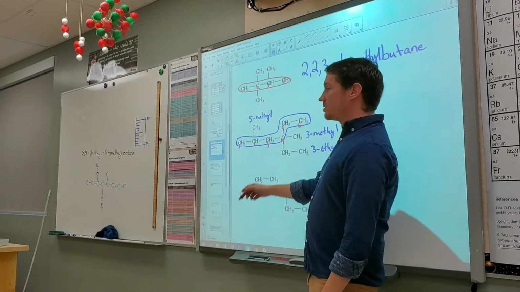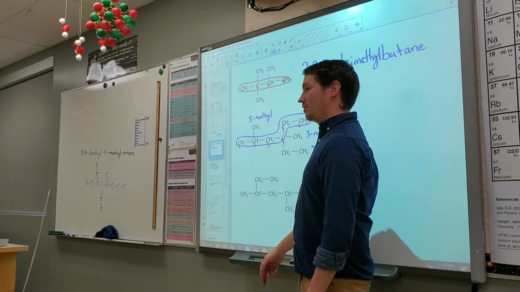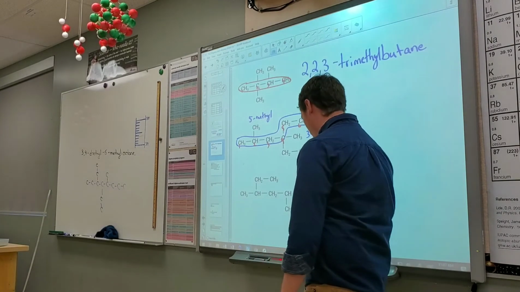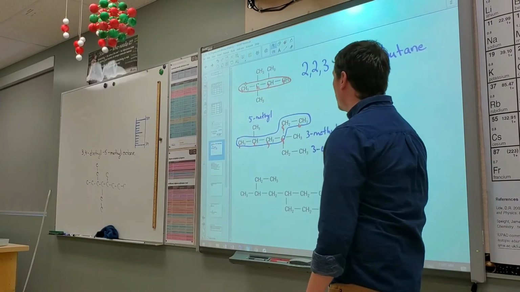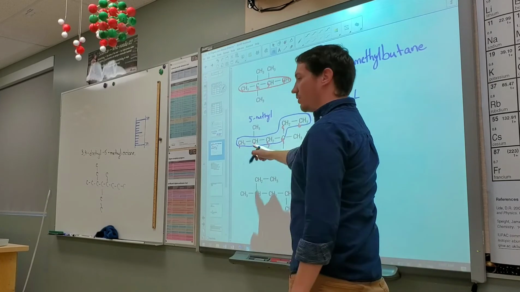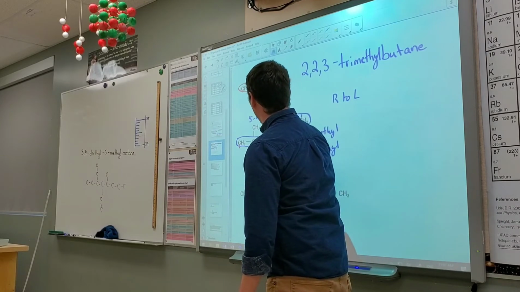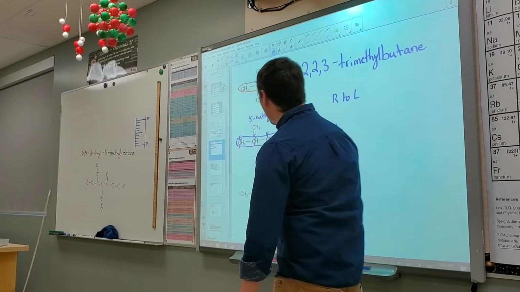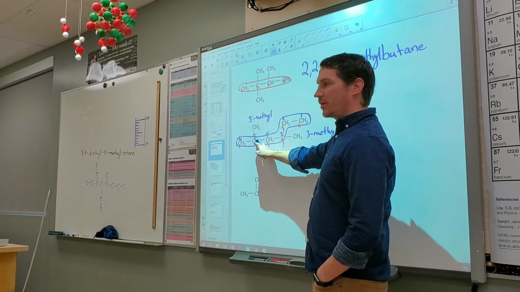So that means... Can you explain one more time why we're starting from that end? Yes, totally. Okay. In blue, we numbered from right to left. Is that okay? So 1, 2, 3, 4, 5, 6. So we ended up with a 5-methyl. Are we okay with that?